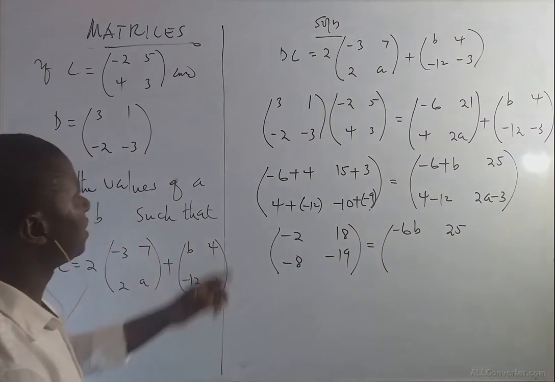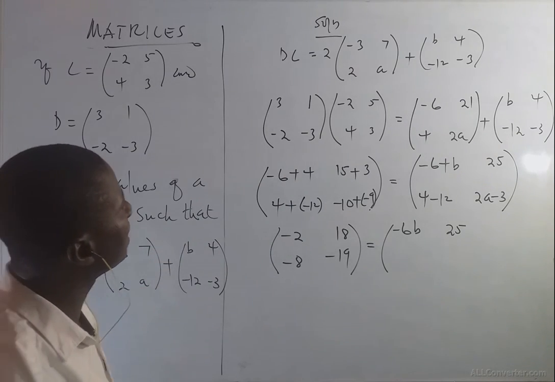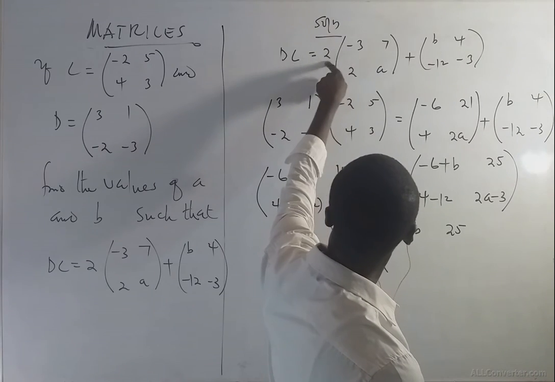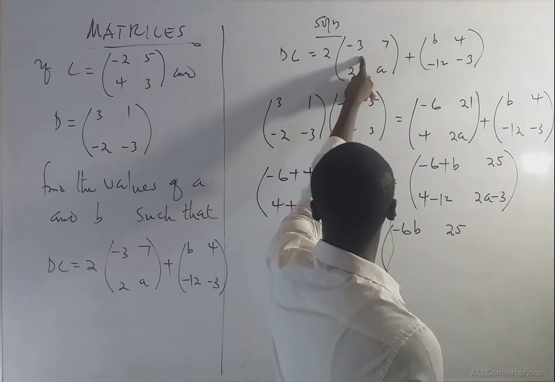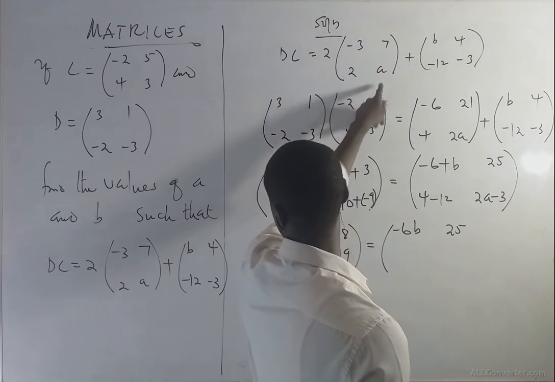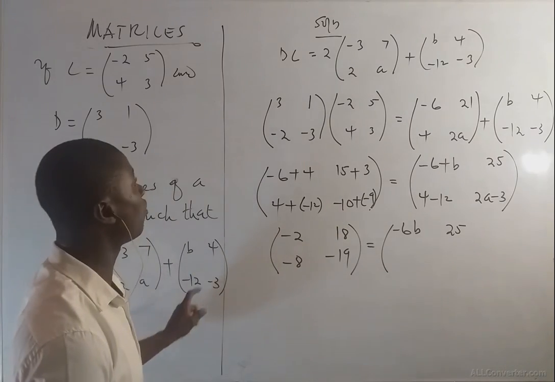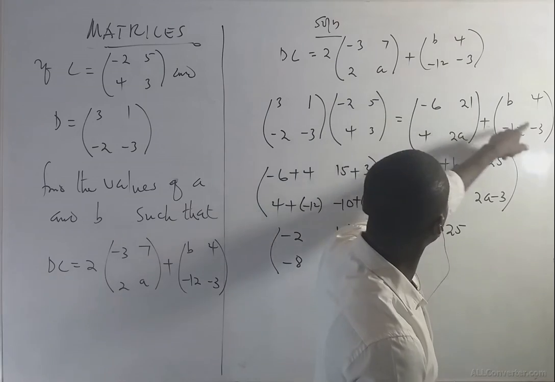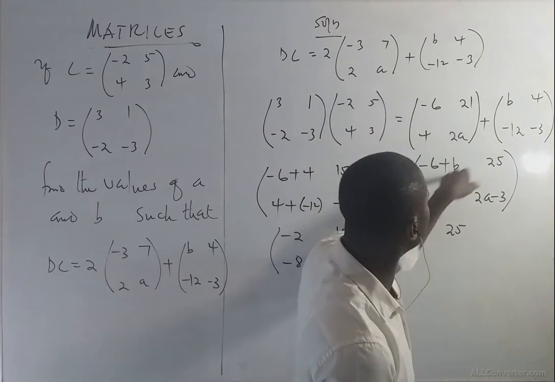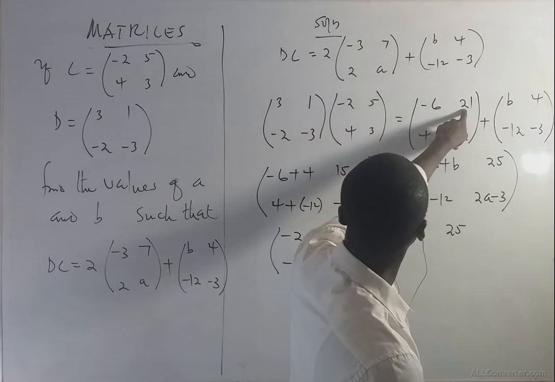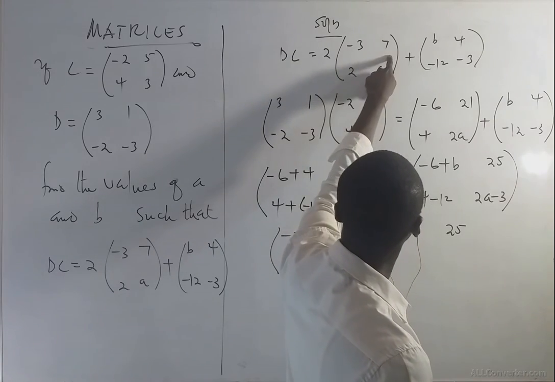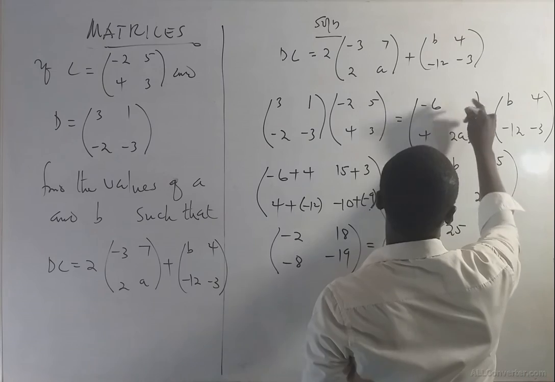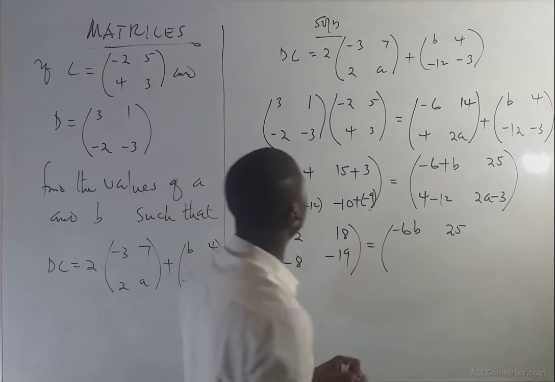Now let's look at this. Check the right hand side. You realize that 2 times this, we were given this minus 3, 7, 2a. Then this was b, 4, minus 12, minus 3. Okay, so that's what we have there. So minus 6 plus b, right? Then we have also 2 times 3. Take note that the 2 times 3 here was supposed to give us 14 rather, not 21. Okay, so 14 rather. I guess you understand that.